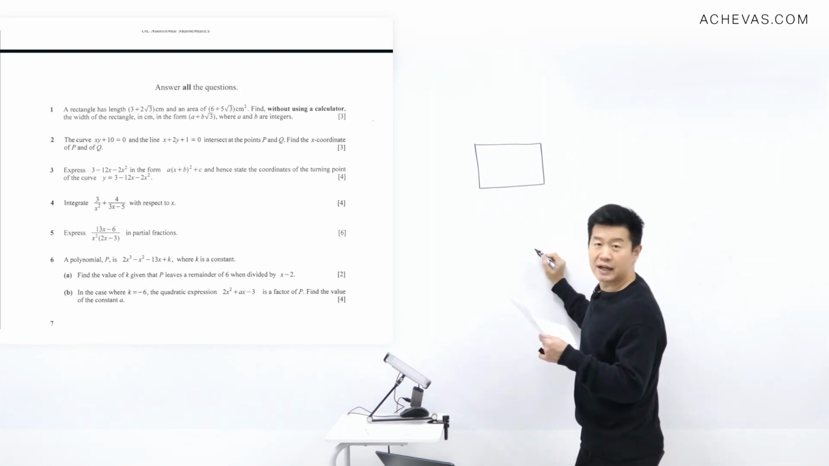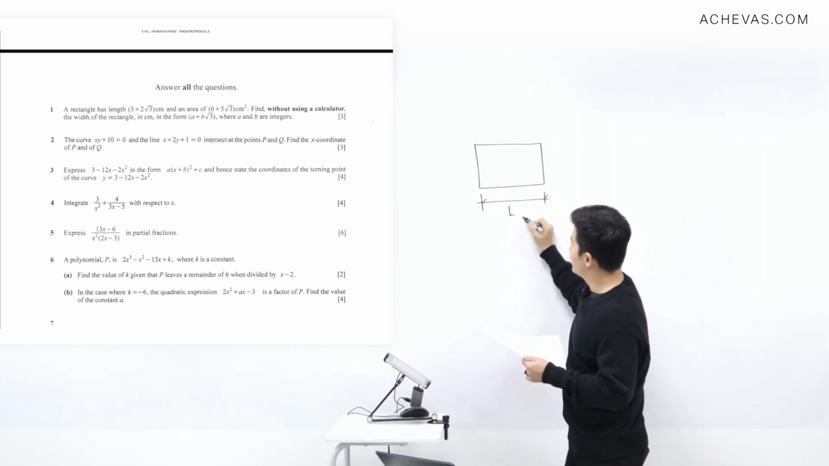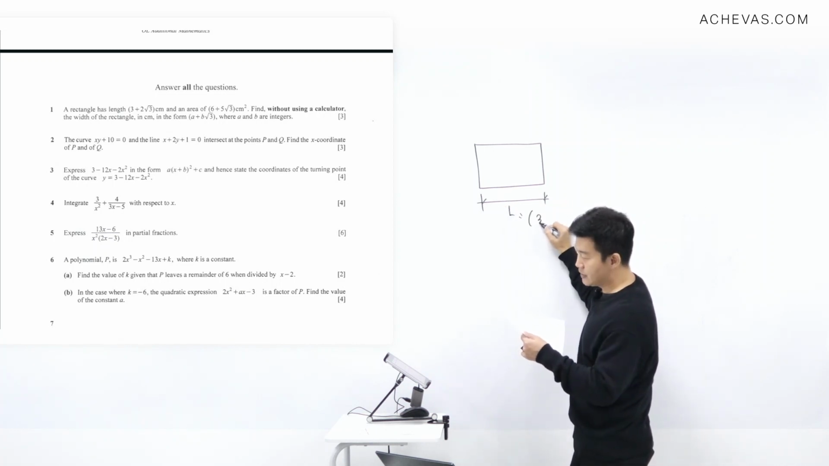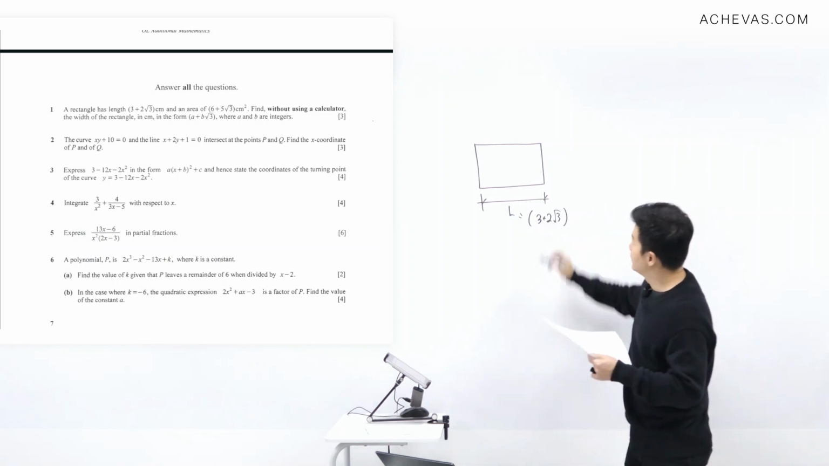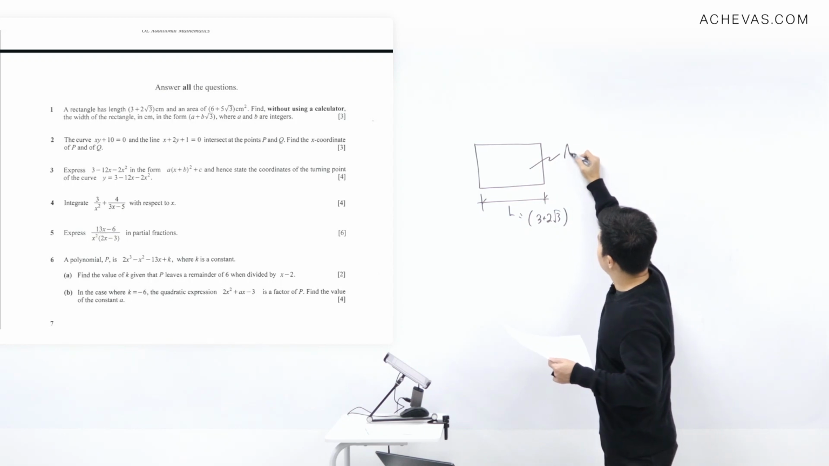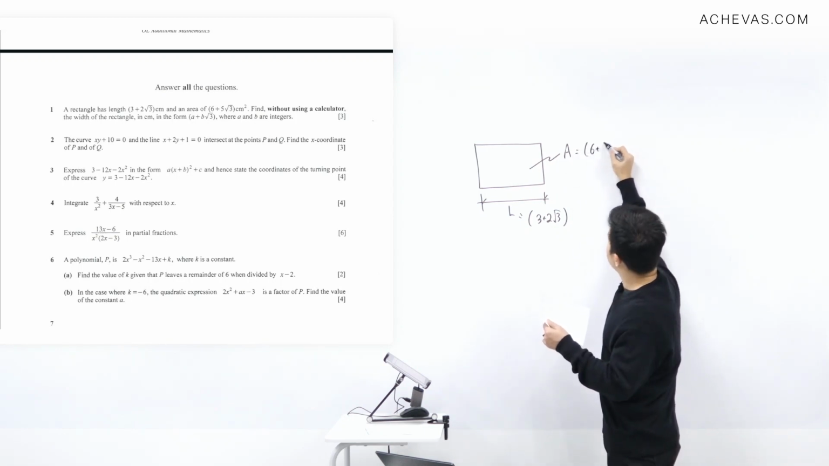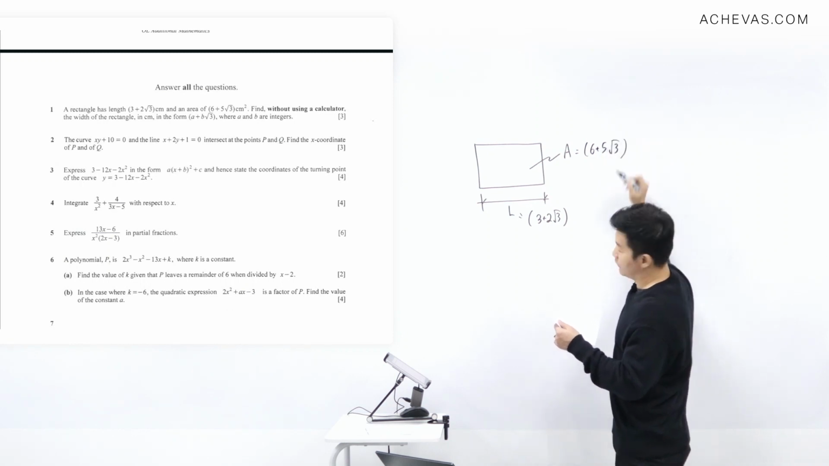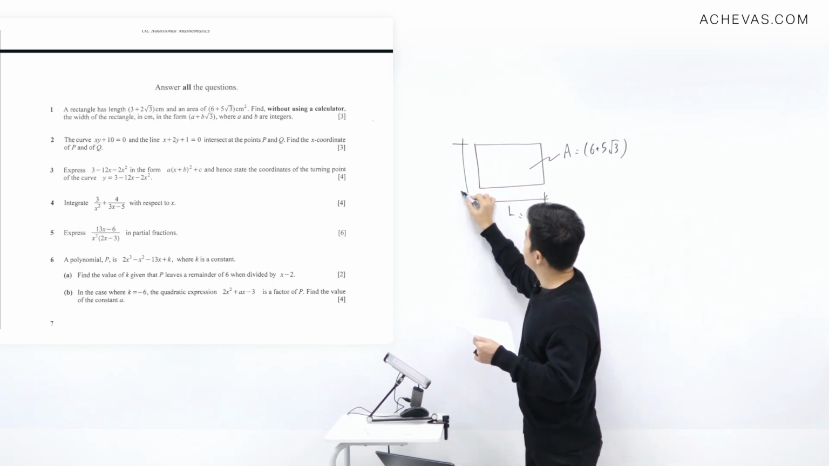According to the question, the length, let's say this is the length, I'm going to call it L. The length is 3 plus 2 square root of 3. And let's say this is the area, I'm going to call it A. The question says that the area is 6 plus 5 square root of 3. We are supposed to find the width. So let's say this is the width, and I'm going to call it W.